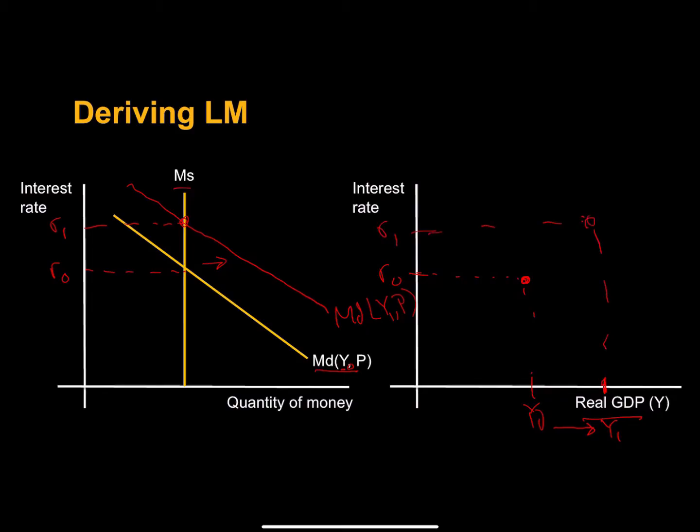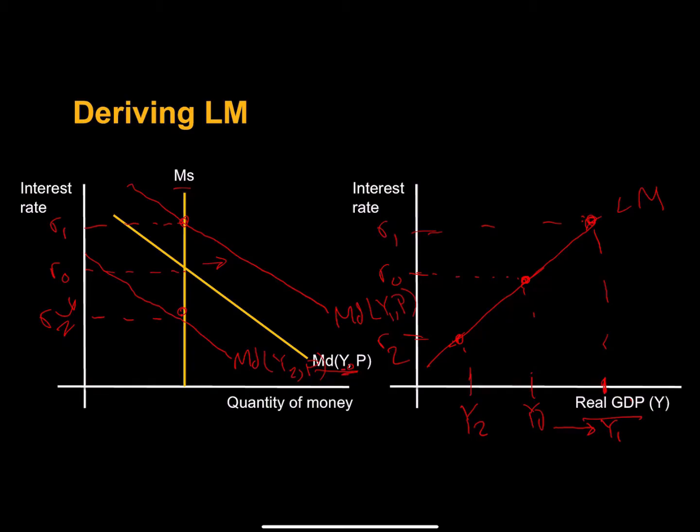So you can see where we're going here. We are getting a nice positive relationship between the real interest rate and real GDP. So just for completeness, let's do it one more time. Let's look at a lower level of real income. If real income is lower than Y0, then money demand is going to be lower than it would be at this higher level of income. You're going to have less money in your wallet. Holding the price level constant, we're going to have a lower real interest rate.